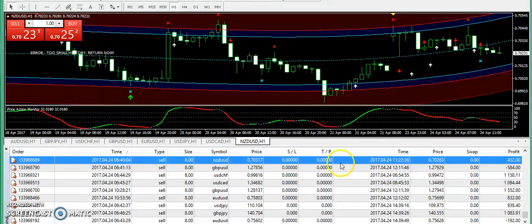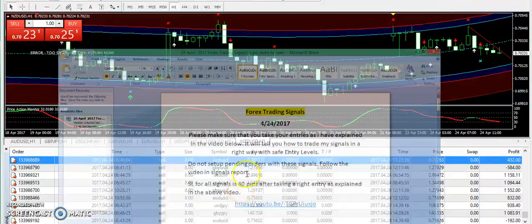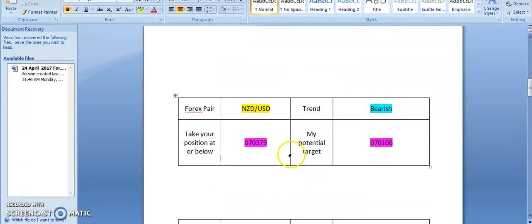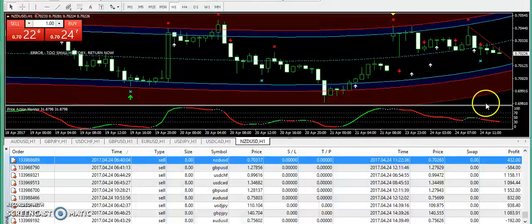So guys, you can see that I have taken a sell position on New Zealand USD. We have seen a significant downfall in a few hours on New Zealand USD. Now I'm going to take you to the signals report on New Zealand USD. So I was bearish from the morning on this pair, and I was only looking for bearish opportunities.